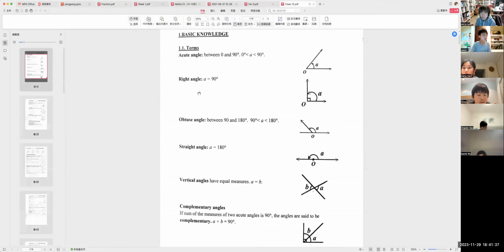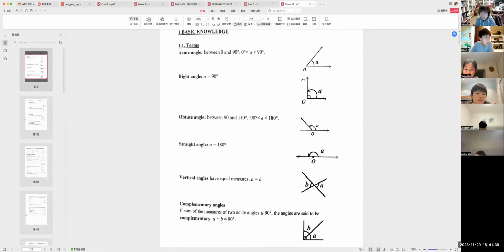Okay, so the right angle is exactly 90 degrees. So that's why we say it is a right angle, correct, everybody? The third one is obtuse angle. It's just between 90 and 180. So any angle between 90 and 180, we call it obtuse angle. And everybody, when you have a line, it's called a straight angle, which is 180 degrees.